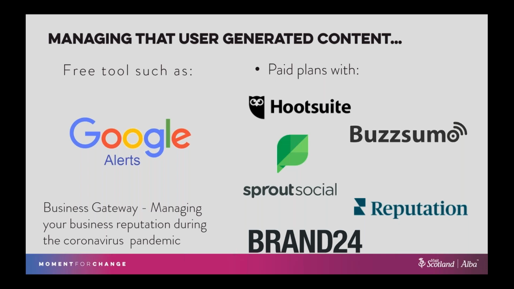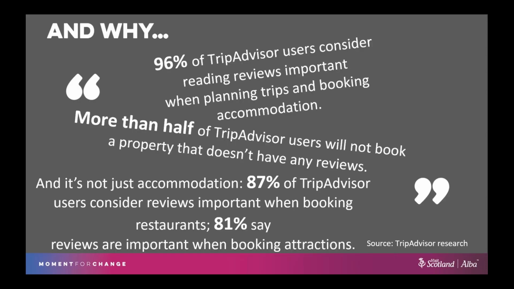BuzzSumo is for trends and content, ideas and discovery. Sprout Social is for social media and review responses. It's integrated with Google My Business, TripAdvisor and Facebook. Brand 24 is for brand mentions across social media, news, blogs, forums, etc. And then finally, Reputation is a response platform that's solely aimed at helping hospitality businesses to respond on the review platforms. Why is this important?